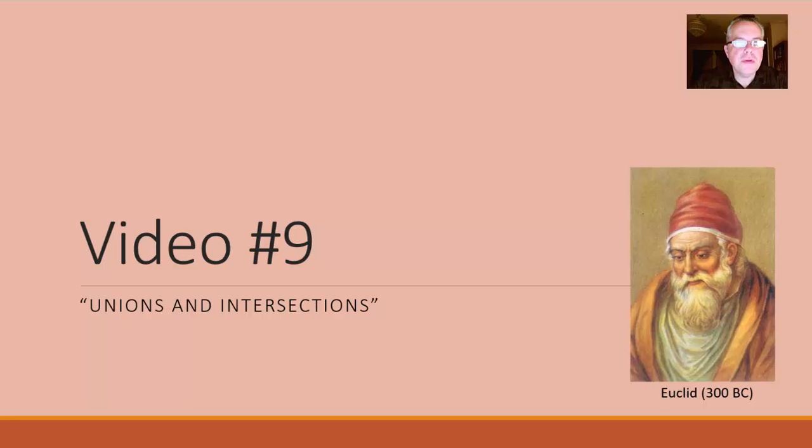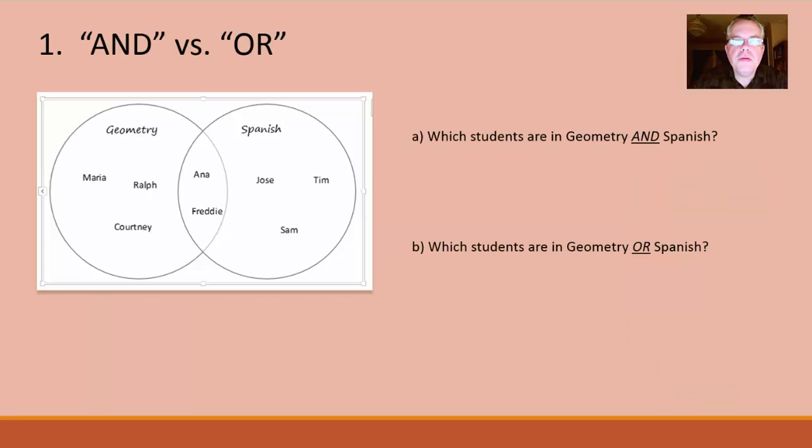Let's get started. We want to talk about unions and intersections, and those are related to the keywords "and" and "or." The words "and" and "or" have a specific meaning in math, and we need to learn those. We're going to start by considering a Venn diagram here. We have two groups of students. One group are in geometry.